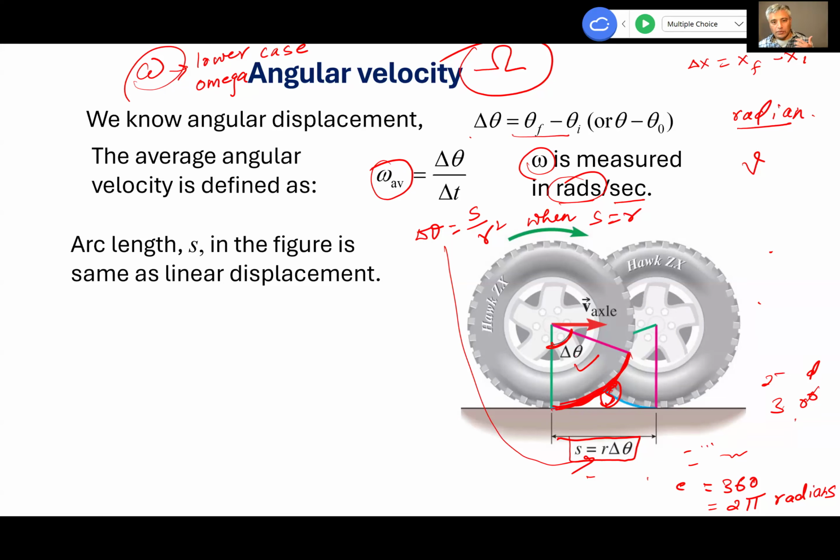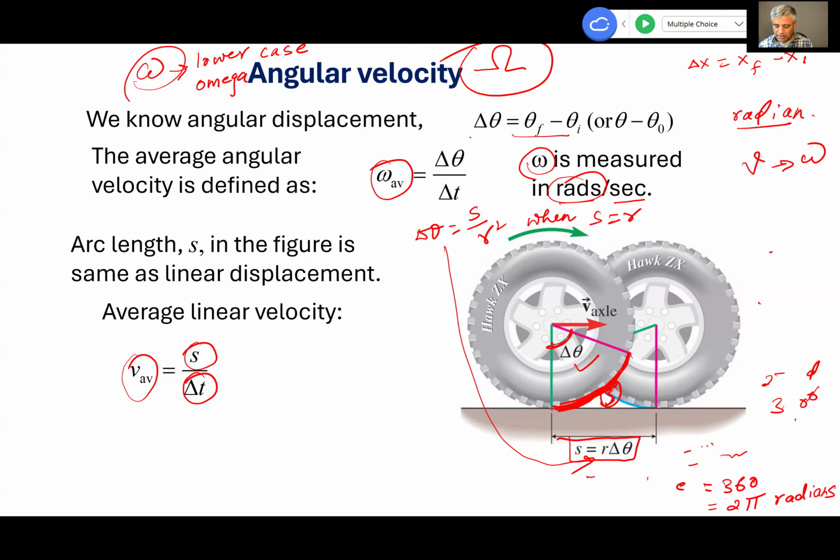Now, why am I doing this? Because I want to write the relationship between V and omega, linear speed and angular speed. And for that, I'm going to now define the average linear speed, which is distance divided by time interval. So this linear distance here. Why is the notation s? Usually the notation is s for the motion where this displacement is taking place in part of a circle, also called an arc. Okay.